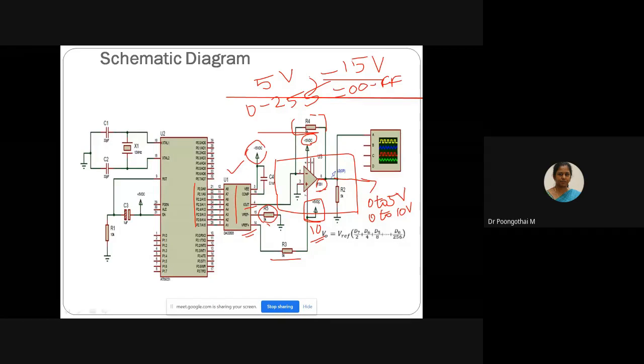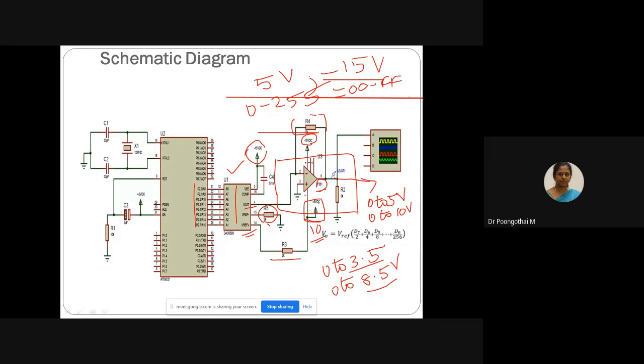Due to op-amp offset, the value will be saturated. Instead of getting 0 to 5, we will be getting the value from 0 to 3.5 in case of 5 voltage. In case of 10 voltage, we can vary the value from 0 to 8.5. So the maximum value is 8.5, and for a 5 voltage supply, the maximum value is 3.5. That's all about our connection.